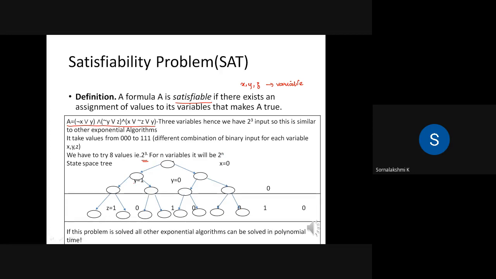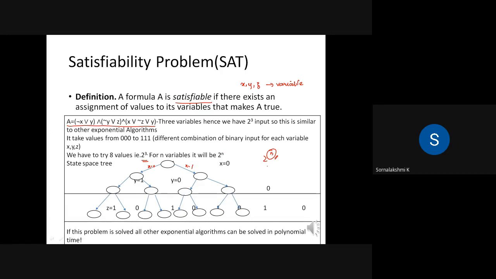Under that you'll have y equal to 0 and y equal to 1. And under that, for everything you'll have z equal to 0, 1; z equal to 0, 1; z equal to 0, 1. So see the branches. First it was x equal to 0 and x equal to 1. In each of these branches, I'll consider y equal to 0, y equal to 1, and again z equal to 0, z equal to 1 for each of the branches. So we have 2 power 3 combinations, and you can see the number of variables comes in the power. So it becomes intractable.